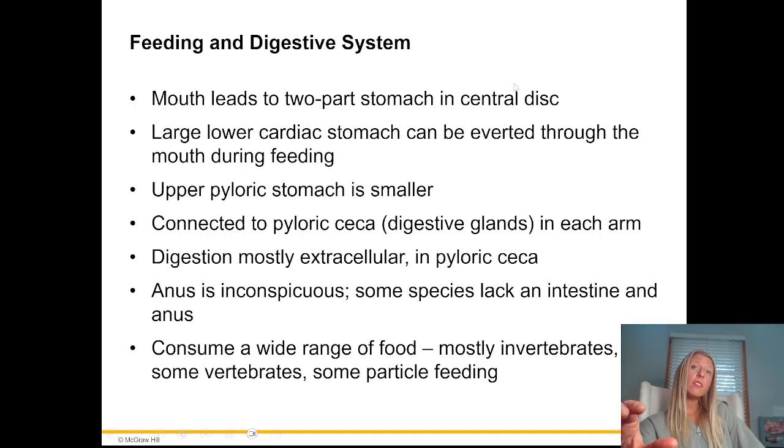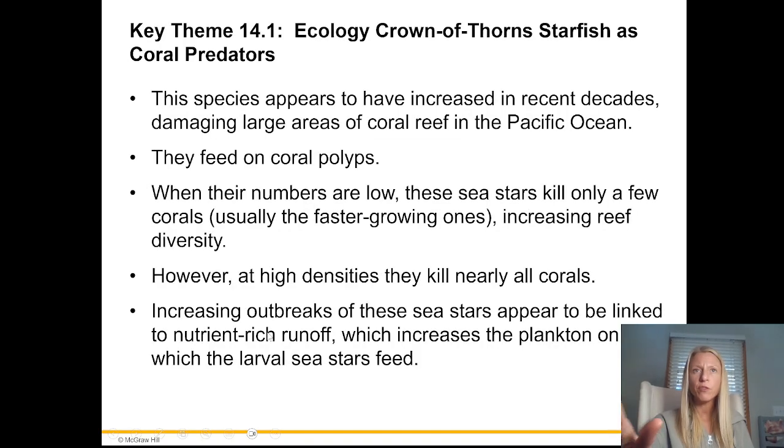Feeding and digestive system. They have a mouth that leads to a two-part stomach. They have a lower cardiac stomach that can actually be everted through the mouth during feeding. They have an upper pyloric stomach. Digestion is mostly extracellular. Some lack an intestine and an anus, and they consume a wide range of food.